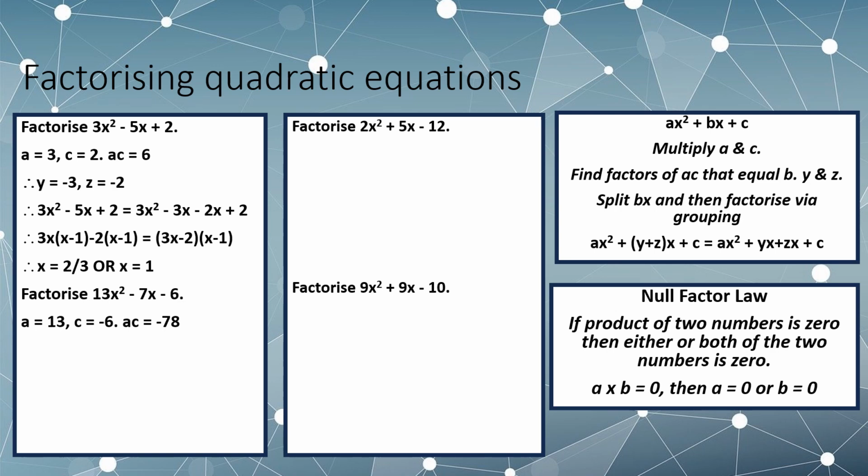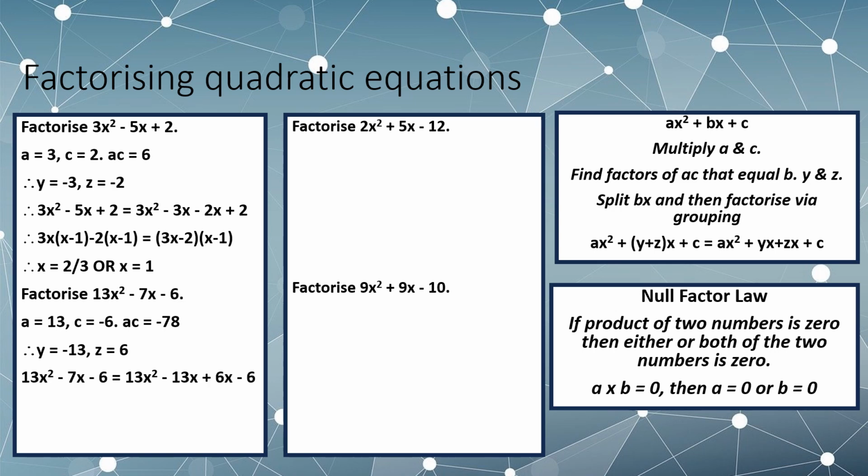So in this case, we'll end up with negative 13 for our y value and 6 for our z value, as negative 13 plus 6 gives our negative 7, which is our b value in this equation. And 13 multiplied by 6 gives 78, so negative 13 multiplied by 6 gives negative 78. So then rewriting our equation, we'll have 13x squared, subtract 13x, plus 6x, subtract 6.